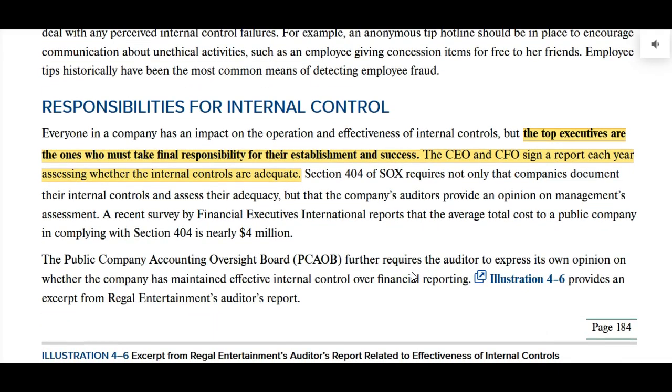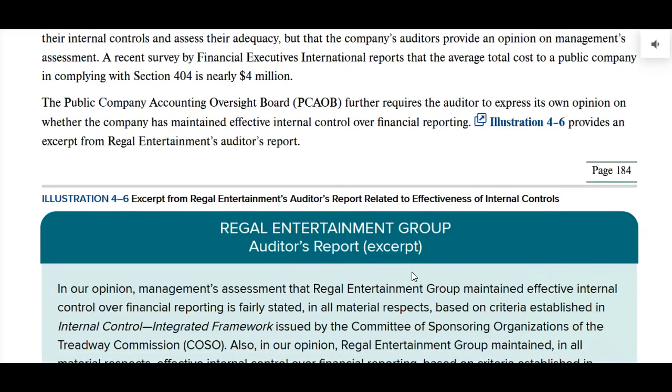Now, again, who's responsible for internal control? Again, the top executives. They take final responsibility. So the CEO and the CFO, the Chief Executive Officer and the Chief Financial Officer, must sign a report each year assessing the internal controls, whether they're accurate or not.